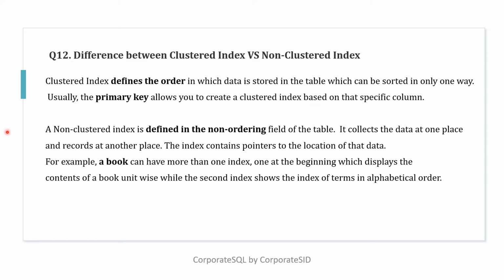A non-clustered index is defined in the non-ordering field of the table. It collects the data at one place and records at another place. The index contains pointers to the locations of the data. For example, a book can have more than one index, one at the beginning, which displays the content of the book, while the second index shows the terms in alphabetical order.